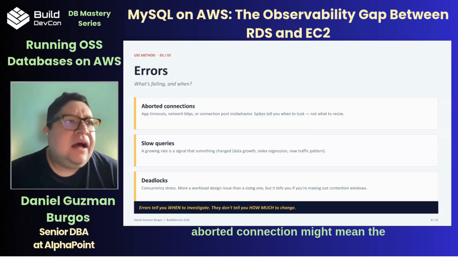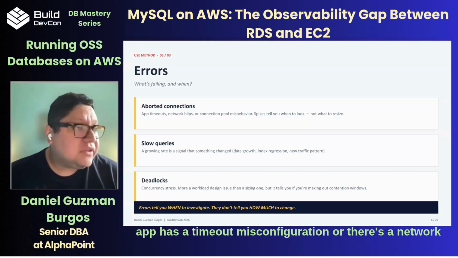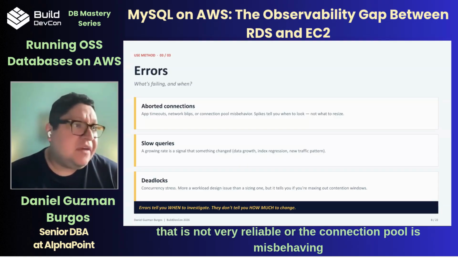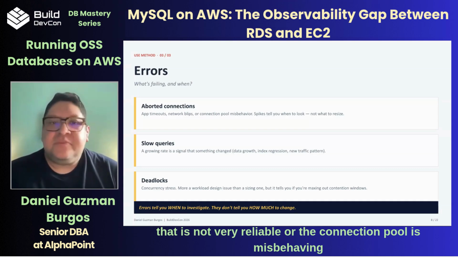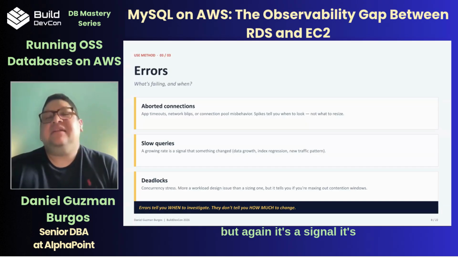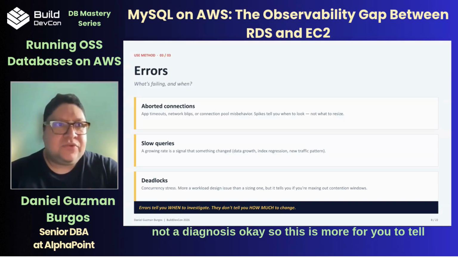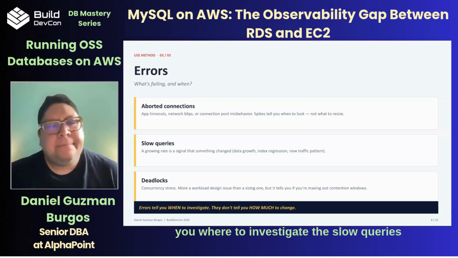Aborted connection might mean the app has a timeout misconfiguration, or there is a network that is not very reliable, or the connection pool is misbehaving. But again, it's a signal, it's not a diagnosis. Okay, so this is more for you to tell you where to investigate.